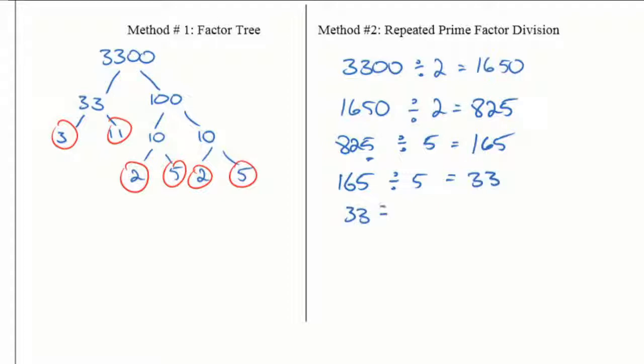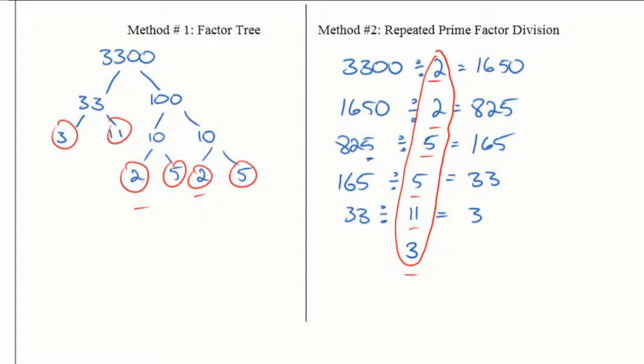Now I'm starting with 33. What numbers give me 33? I'm going to go with 11, and I end up with 3. And 3 is prime, so I can't divide it by anything else. I'm just left with 3. So if I look at the numbers I ended up dividing by, including the last number, 2, 2, 5, 5, 11, and 3, they're the same as over here, 2, 2, 5, 5, 11, and 3.